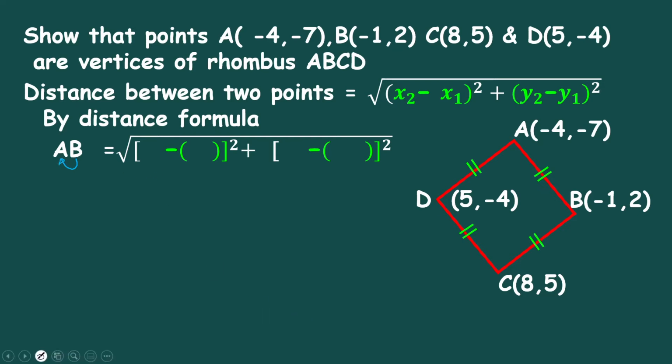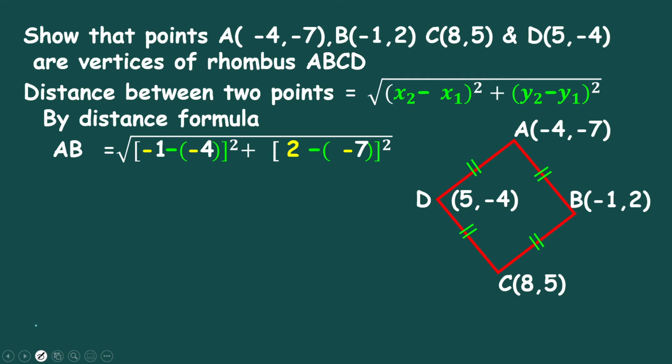Therefore, tell me the x coordinate of point B is how much? -1 minus, in brackets, the x coordinate of point A is how much? -4. Bracket complete, its square plus, in brackets, now we take subtraction between their y coordinates. Tell me the y coordinate of point B is how much? 2 minus, in brackets, the y coordinate of point A is how much? -7. Bracket complete, its square.